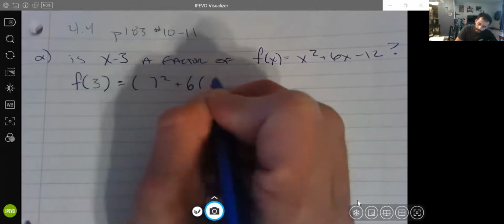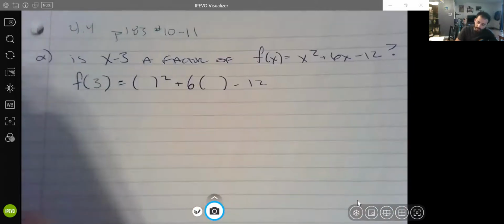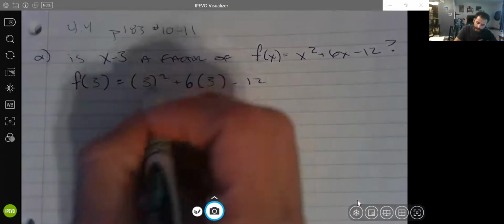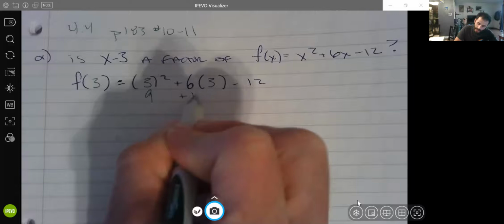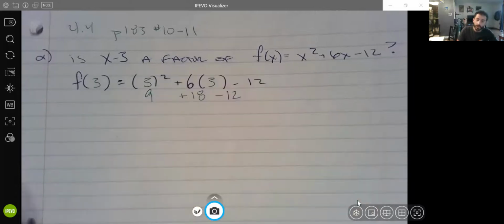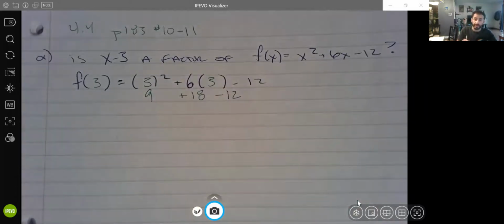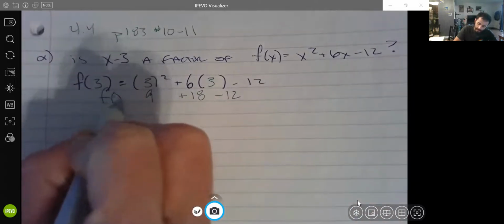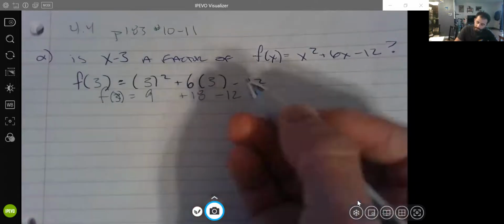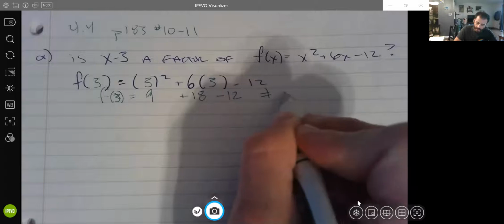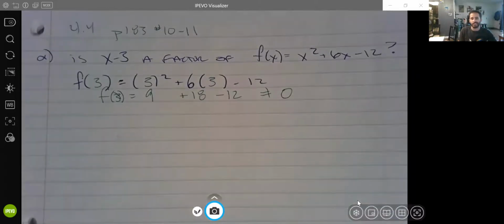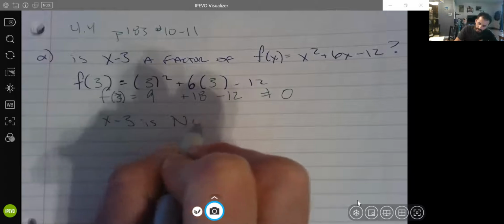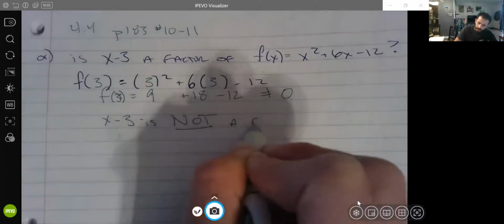Now, you might remember, one thing I say is whenever you're plugging something in, you always leave parentheses for it. Now, if we plug in 3, and we get 0, then it's a factor. If we don't get 0, it is not a factor. So f of 3 turns out to be 9 plus 18 minus 12. Well, I don't know what that is. I mean, I do know what that is, but it's definitely not 0. So x minus 3 is not a factor.